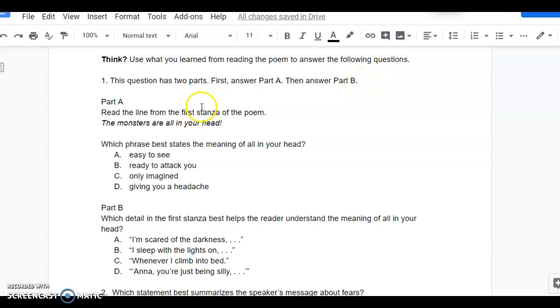First, answer part A, then answer part B. Well, duh. Part A. Read the line from the first stanza in the poem. The monsters are all in your head. Which phrase best states the meaning of all in your head? That it's A, easy to see, B, only ready to attack you, C, only imagined, D, giving you a headache. Right, you can rewind if you need to have me read those again.